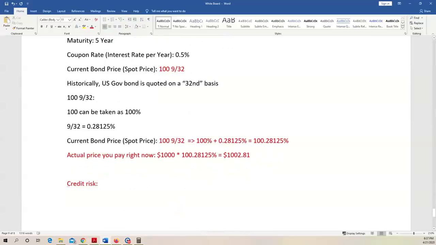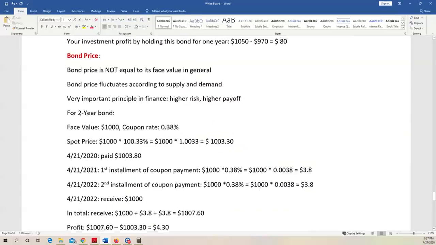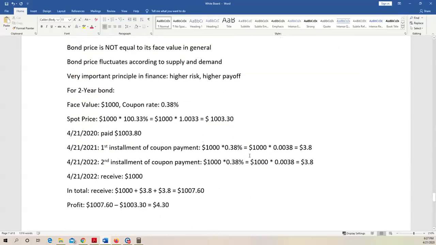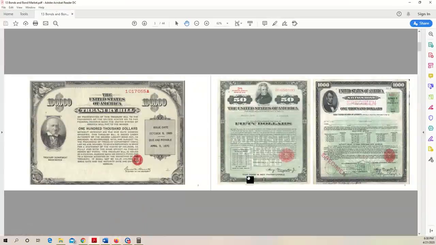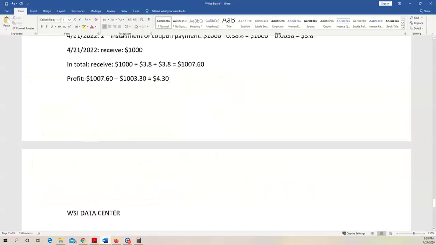So what's credit risk? Essentially, the borrower, in this case, the US federal government, right, may not be able to fulfill all those promises. What are those promises? I'm going to pay you back $1,000 at the end of second year. I'm going to pay you about $4 coupon payment every year. They are just promises. The government may not be able to fulfill these promises written on this piece of paper called a bond. In this case, we can say the bond issuer has defaulted on their debt.